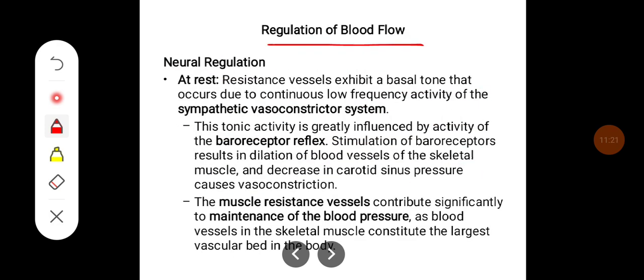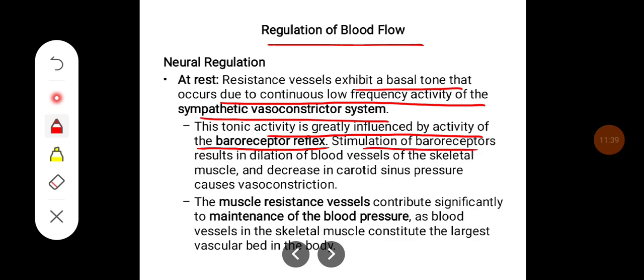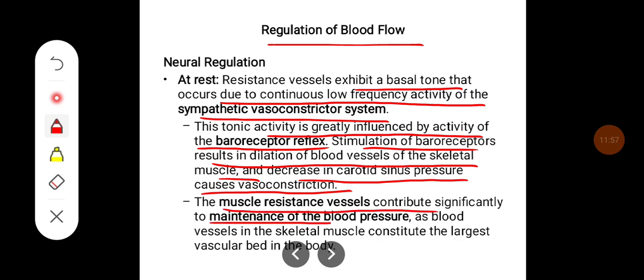Regulation of the blood flow, neural regulation. At rest, resistance vessels exhibit a basal tone that occurs due to continuous low frequency activity of the sympathetic vasoconstrictor system. This tonic activity is greatly influenced by the activity of the baroreceptor reflex. Stimulation of the baroreceptors results in dilatation of the blood vessels of skeletal muscles, and decreased carotid sinus pressure causes vasoconstriction. The muscle resistance vessels contribute significantly to maintenance of blood pressure, as blood vessels in the skeletal muscles constitute the largest vascular bed in the body.